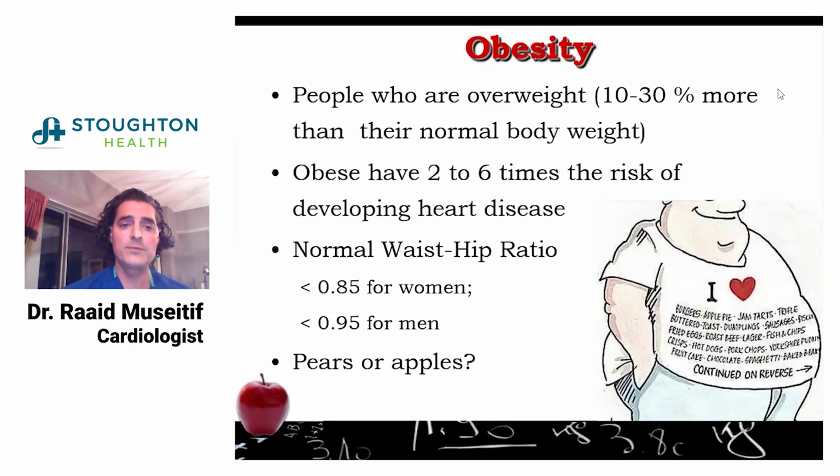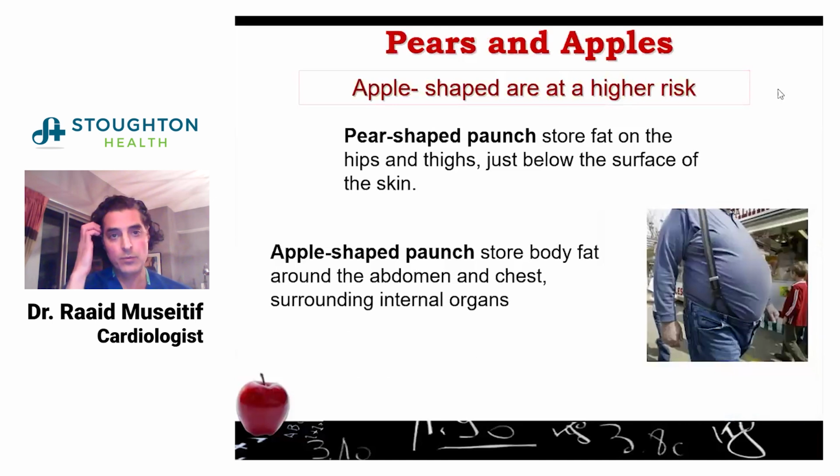Women 0.85 and men 0.95. Now there are different shapes of bodies. We call them pears and apples, and this has to do with where your fat naturally goes. We have this so-called pear-shaped and apple-shaped body. Pear-shaped are people who store fat on their hips and thighs and just below the skin. This tends to not be as bad for your heart.